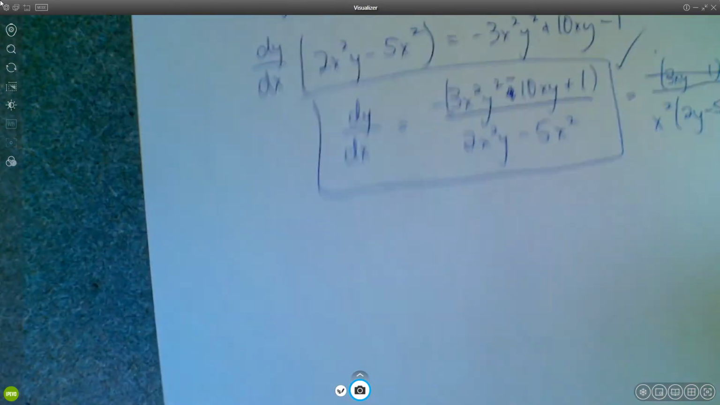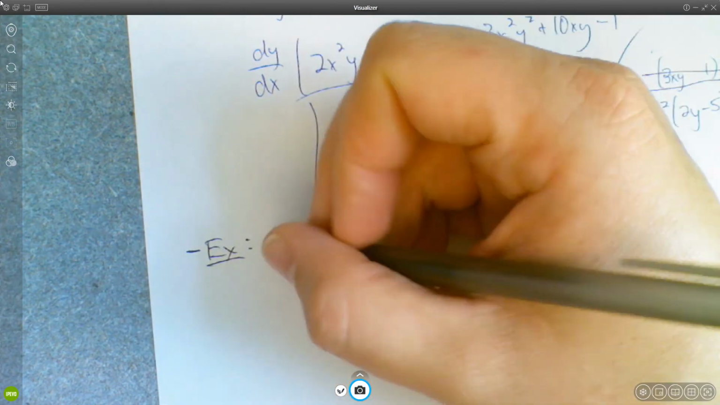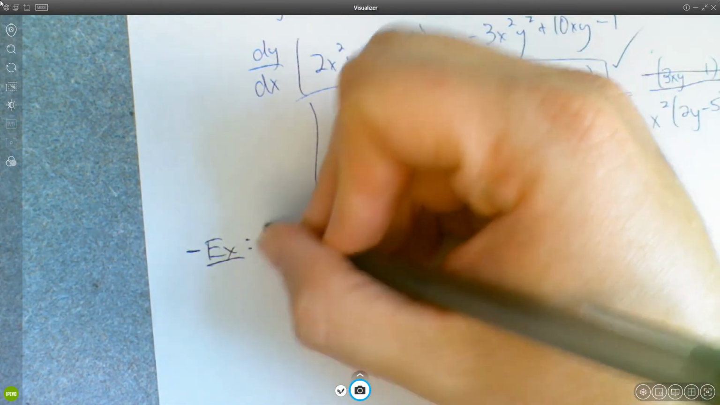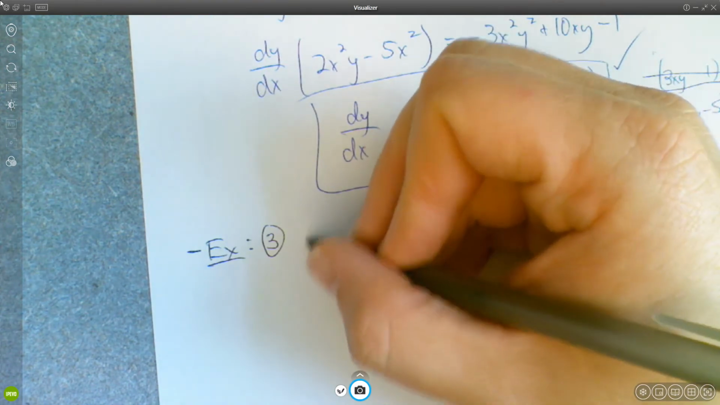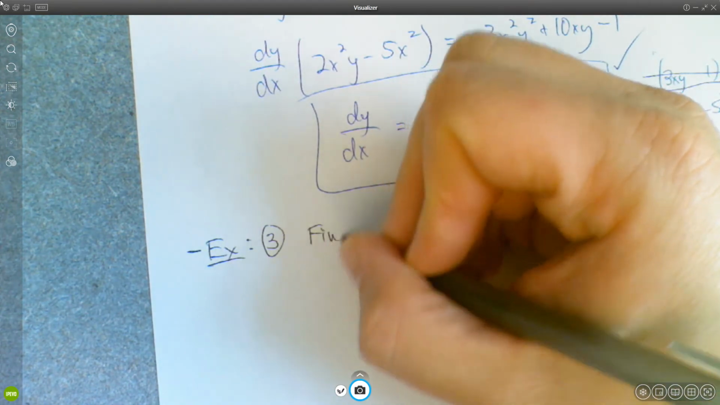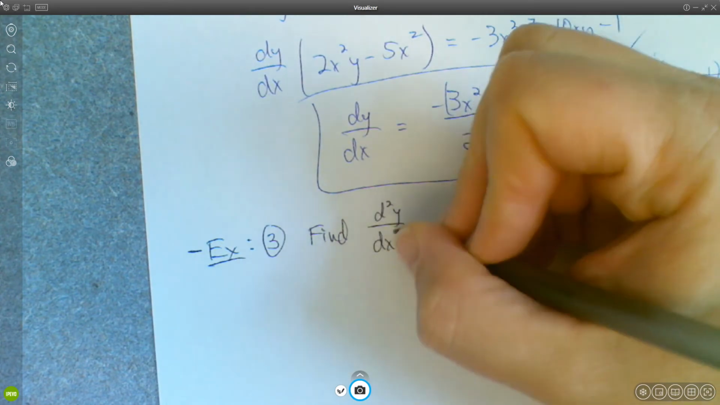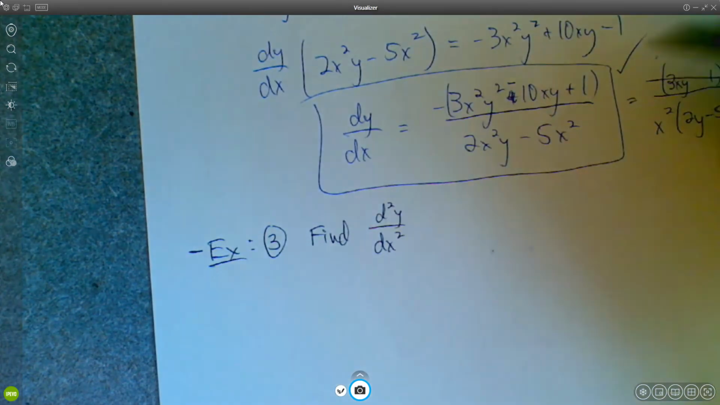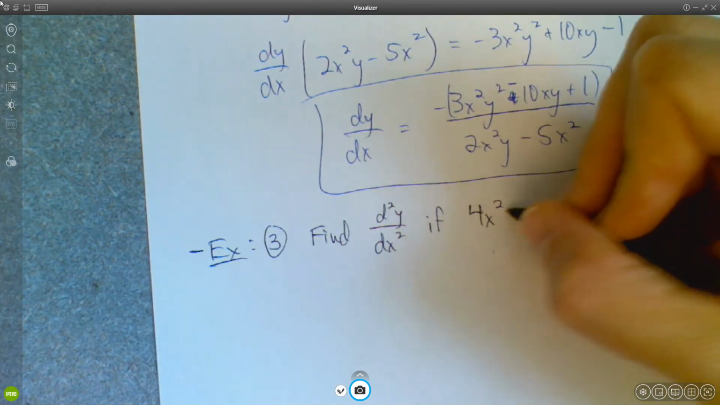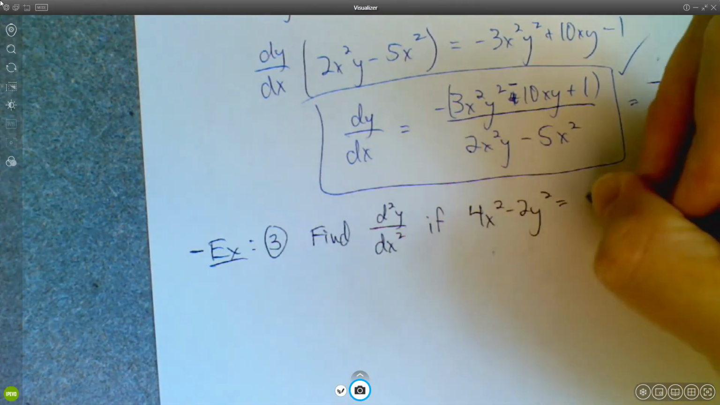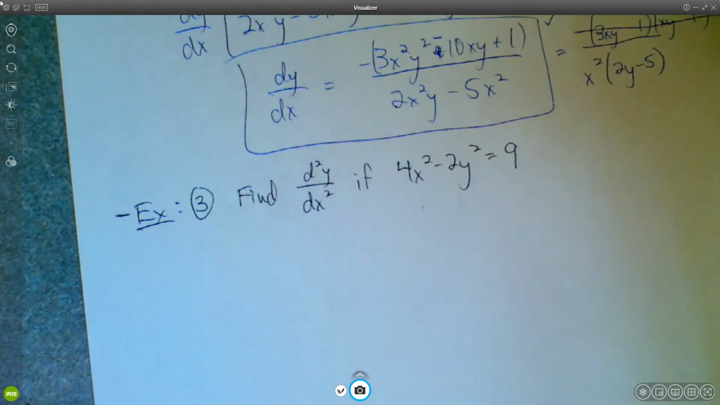So that's that. Let me give you another example. On this one, we're going to use implicit differentiation to find d squared y over dx squared. So we want to find the second derivative this time. If 4x squared minus 2y squared equals 9. Okay, so let's do it.